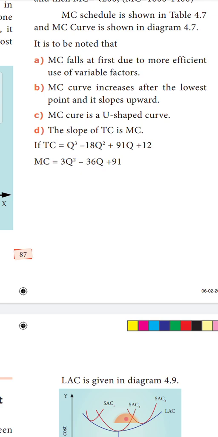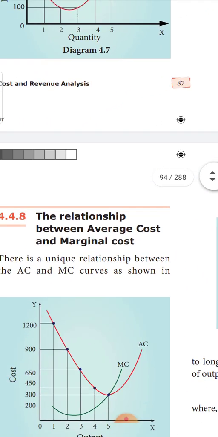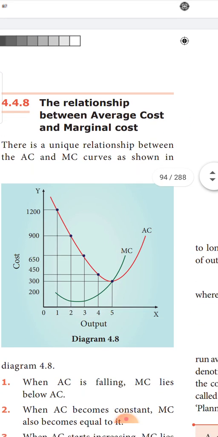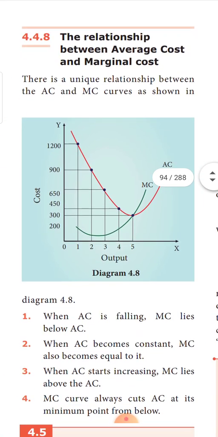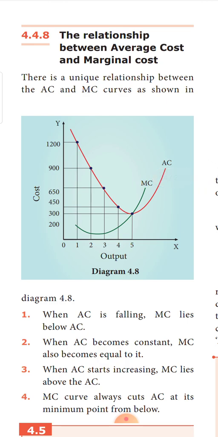Okay, how to find the slope of TC? When you differentiate the total cost equation, you will get the marginal cost equation, which I shall teach you in the last topic, because only one sentence is given. We will be learning in depth about that particular topic. Next is the relationship between AC and MC, that is average cost and marginal cost.